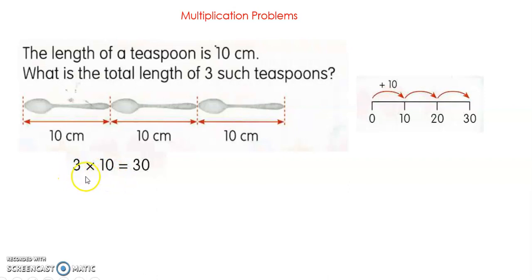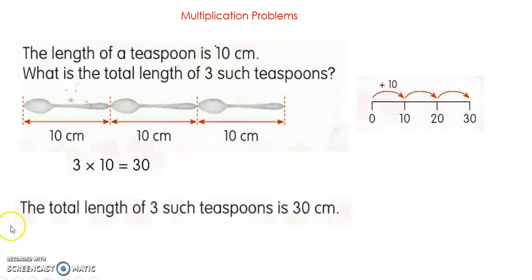So I can say 3 times 10 equals 30, right? This is from the times table for 10, isn't it? So 3 times 10 equals 30, or 10 plus 10 plus 10 equals 30. Here it is the same thing, we just count in steps of 10. The first step, I just add 10, and then I add one more 10, and finally I add one more 10. The total is 30. So the total length of 3 such teaspoons is 30 centimeters.